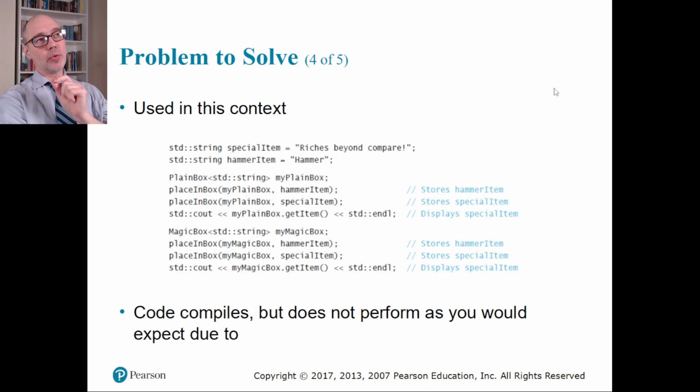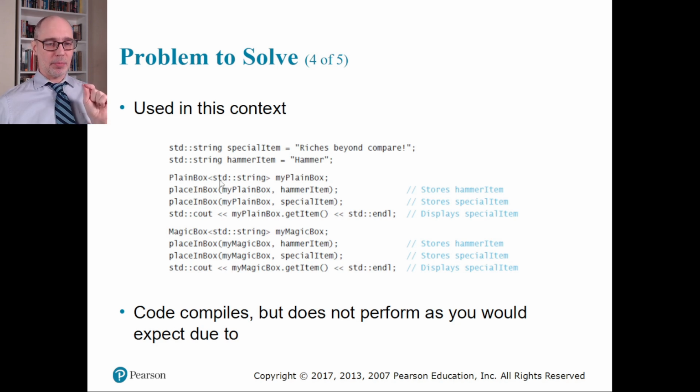if you are using the initial version of the classes that we developed in Interlude 1, there's actually going to be a problem with that. So let's say you try to use that placeInBox function in this way. You make 2 strings, for what it's worth. There's a special item, which talks about riches, treasure maybe. And there's a string called hammer item, which is a low value, not very interesting old hammer. And you're going to make 2 of these boxes.